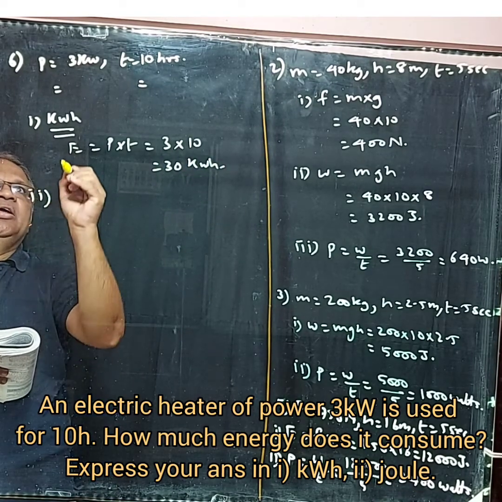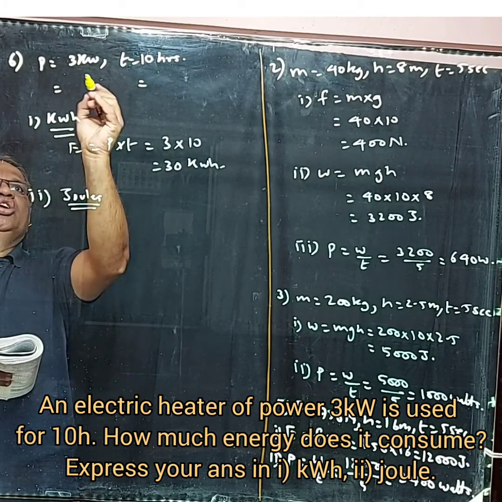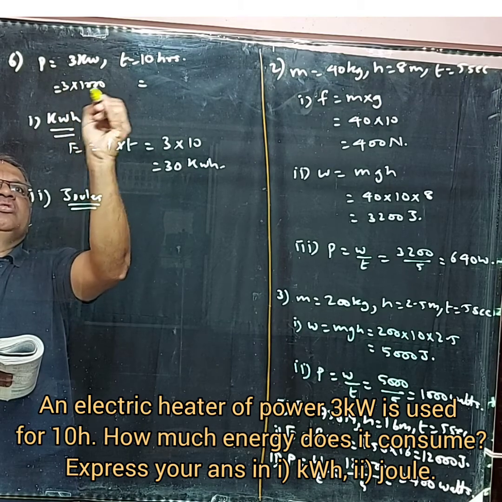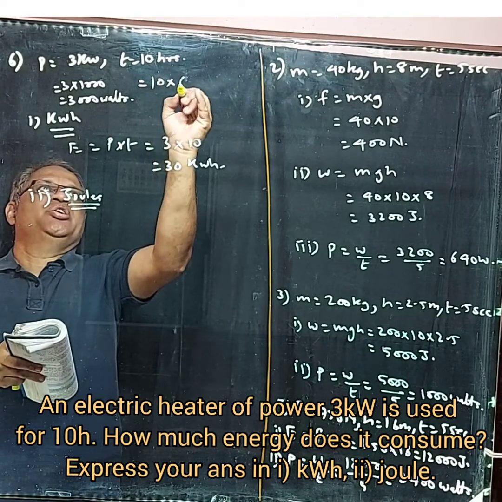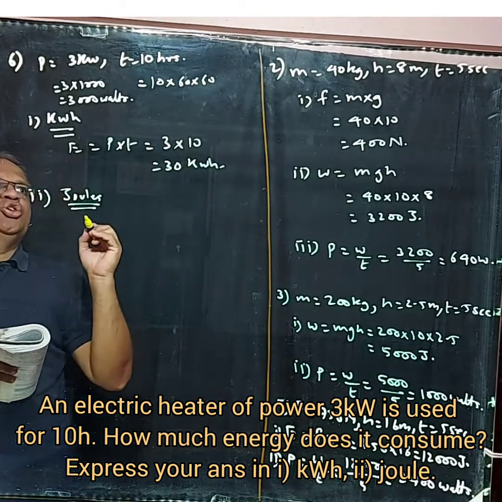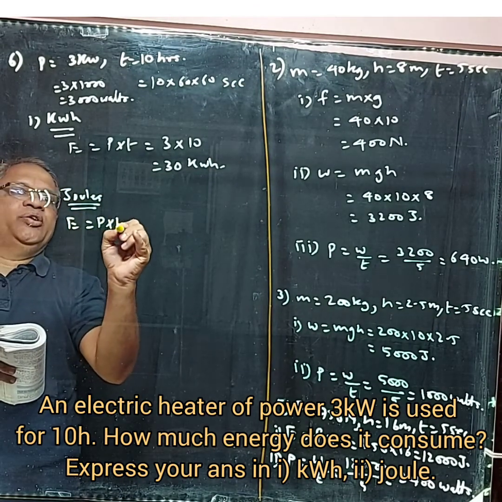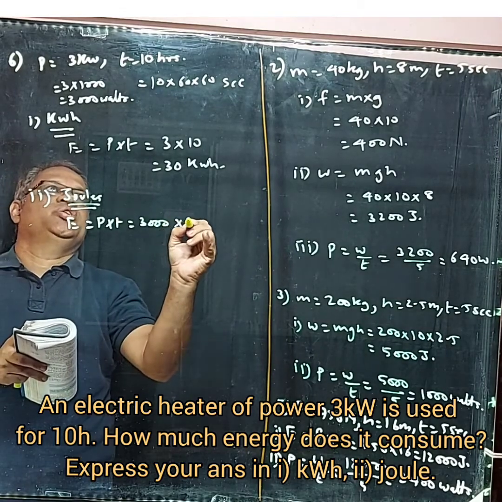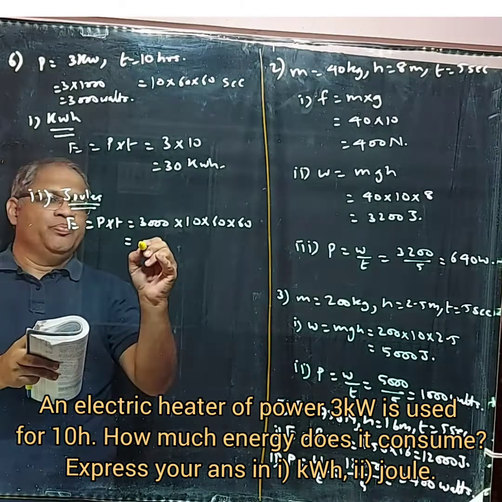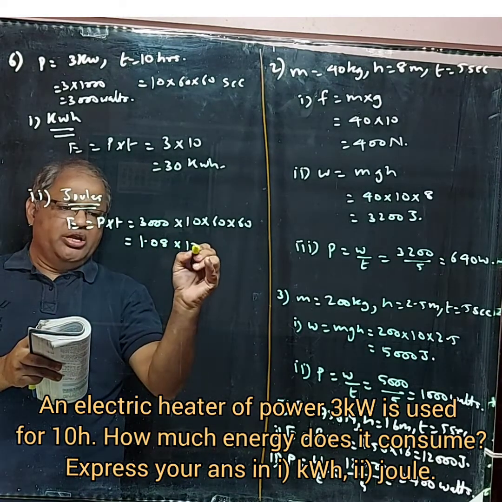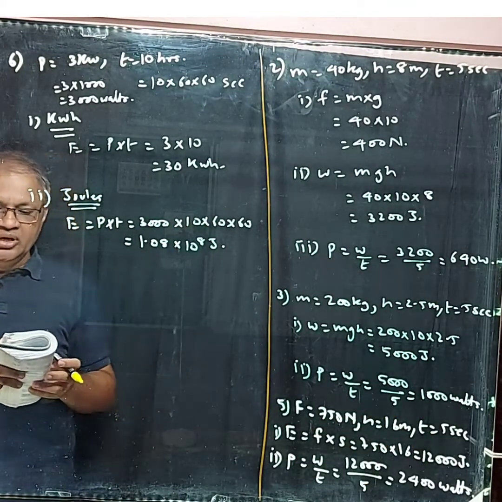Now for the second part, they want it in joules. So 3 kilowatt is 3 into 1000, that is 3000 watts. And 10 hours has to be converted into seconds, so 10 into 60 into 60 second. Energy is equal to power into time, 3000 into 10 into 60 into 60. When you work it out, it comes to 1.08 into 10 raised to 8 joules. Try calculating it and see. Now seventh sum.